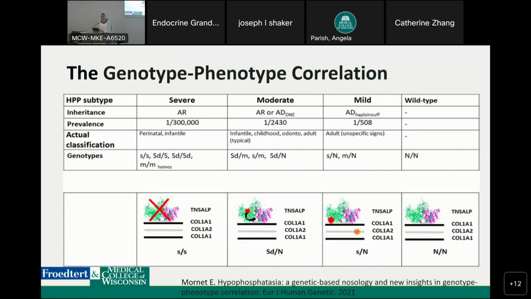And then in the moderate type, which can be inherited as autosomal recessive or dominant, there's some formation of tissue non-specific alkaline phosphatase, but the transportation of the protein to the cell surface is defective, and it gets destroyed within the cell itself. In the mild type, which is mainly inherited as autosomal dominant, and that's what we see in the adult type, there is some of the protein on the cell surface, but it's defective, so its function is abnormal. In addition, the defective protein inhibits the formation of another protein, such as collagen.